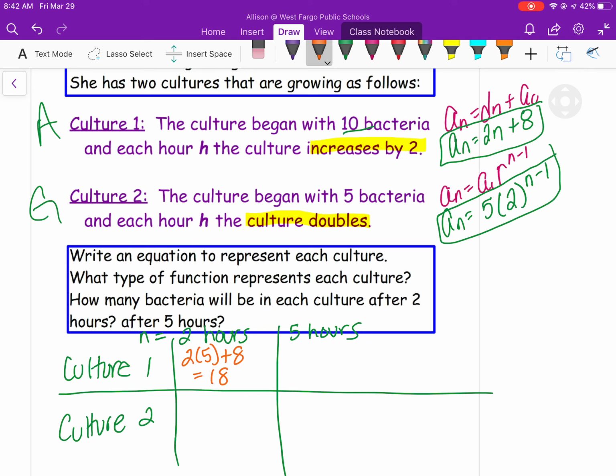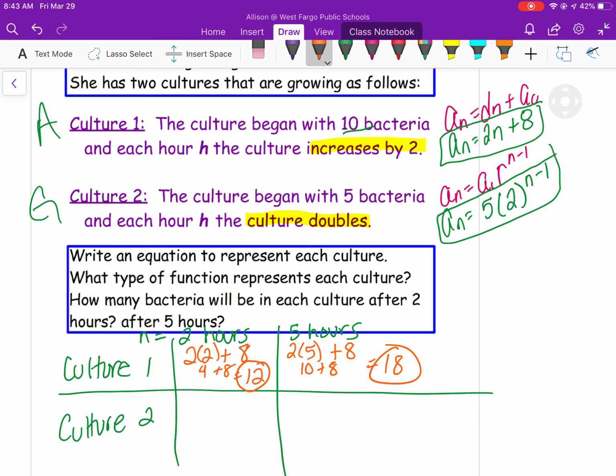Oh, whoops, I think I did that wrong. Sorry. 2 hours, I'm going to plug in 2. So we're going to have 4 plus 8. We're going to have 12 bacteria in that one. Plugging in 5, we're going to have 10 plus 8. After 5 hours, we'll have 18 bacteria. So after 2 hours, we have 12. After 5 hours, we have 18 in culture 1.